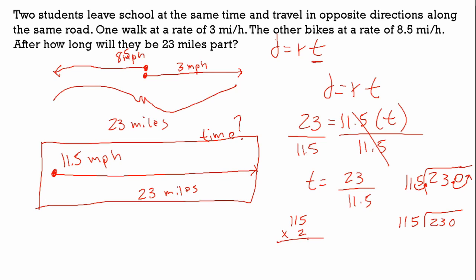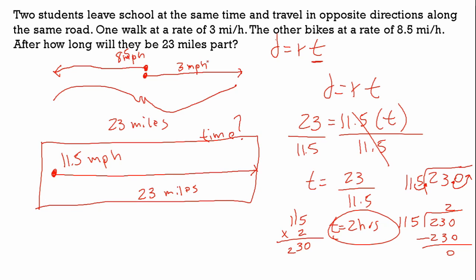5 times 2 is 10. Carry the 1. 2 times 1 is 2, plus 1 is 3. 2 times 1 is 2. So we can see that 115 times 2 gives you 230 exactly. So there's no remainder. In other words, it would take 2 hours for these two students to be 23 miles apart.